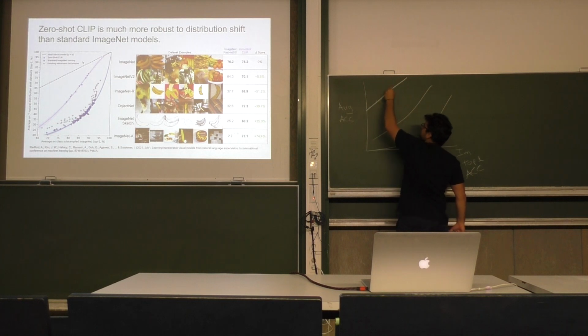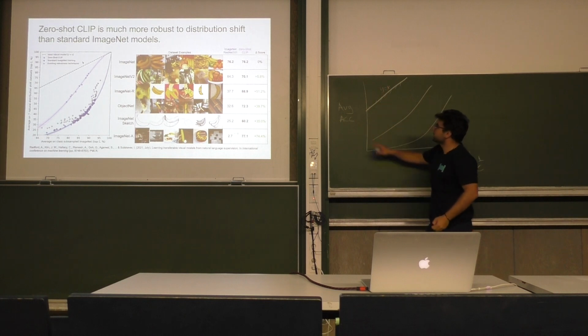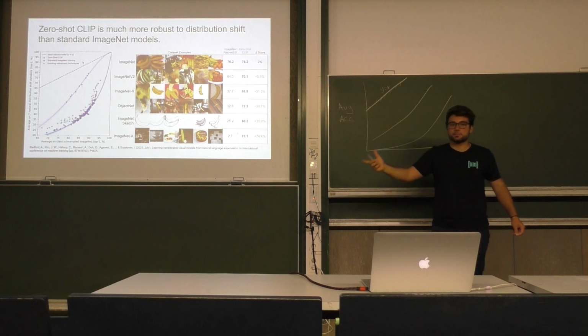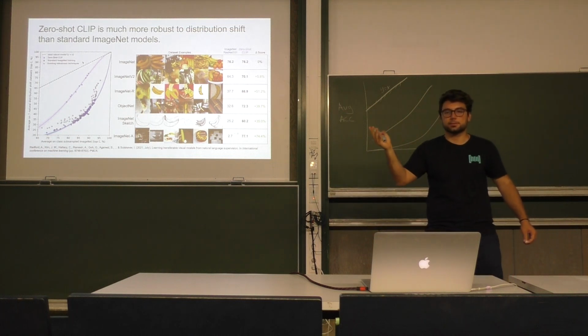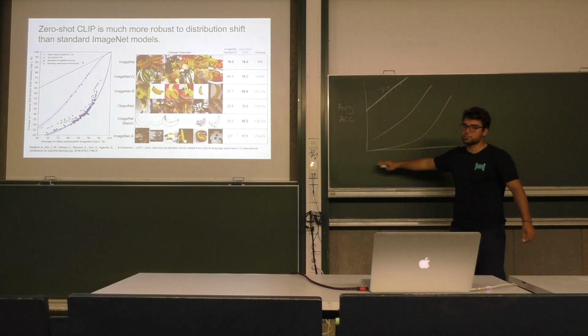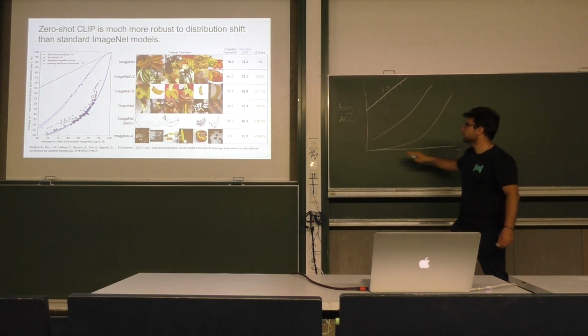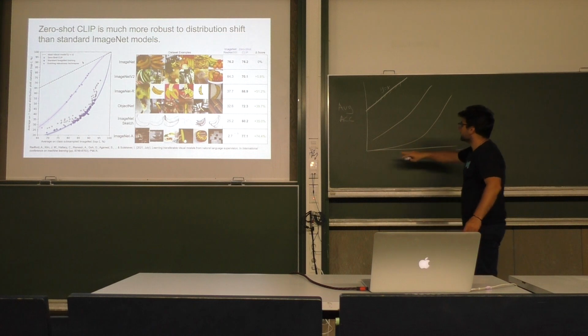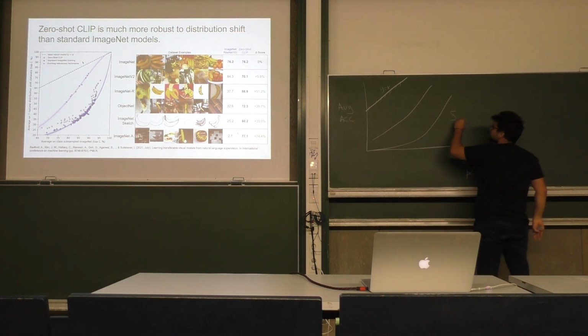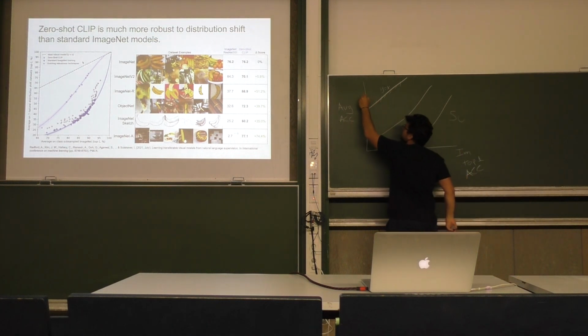So this is the ideal behavior where the model is not influenced by the fact that you change the distribution. It has exactly the same accuracy. So y equals x, it means if the model has 80% accuracy on ImageNet, it would still be classifying all these bananas and dogs and cats with 80% accuracy. This is the ideal.